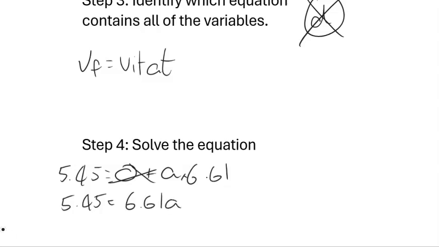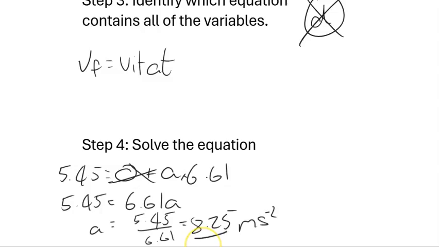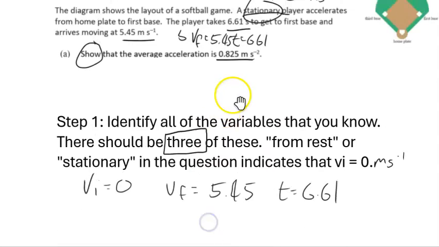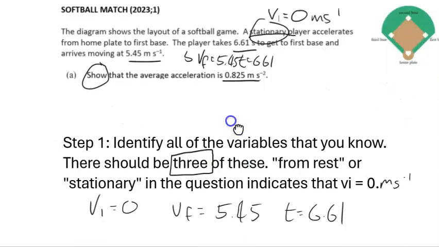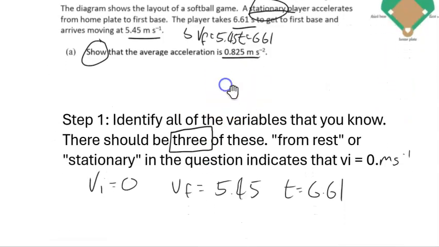6.61 times acceleration. So if we divide both sides by 6.61, we get 5.45 divided by 6.61, and then we get our answer, which is 8.25, or unrounded, 8.245 meters per second per second. The reason we need to use 3 significant figures in this case is because all of the values in the question were given to us in 3 significant figures, so we can't go any further than 3 significant figures for our answer. So that's how we do the first one.